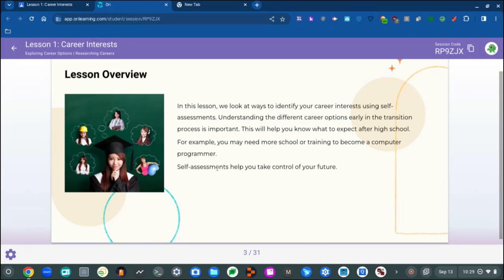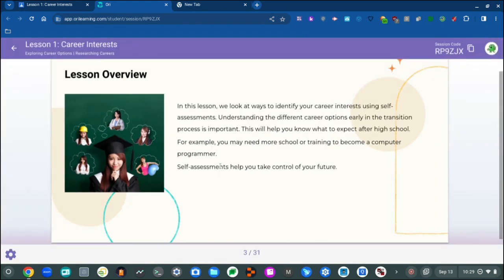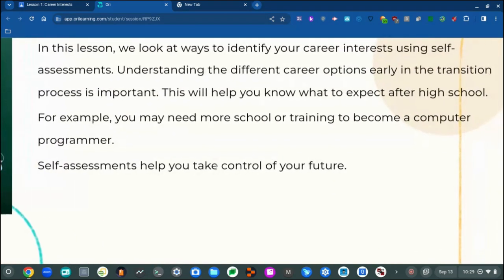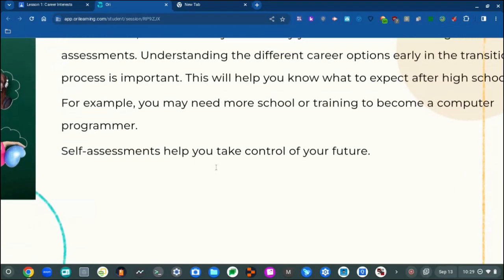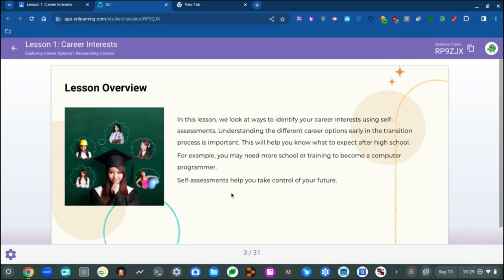Self-assessments help you take control of your future. And I realize not all self-assessments are perfect. So if you already have a career in mind and your assessment doesn't show what you want, you'll be able to pick your career of choice and still research that so you can get more knowledge on that.